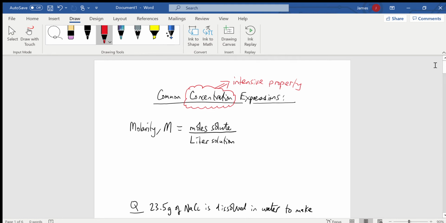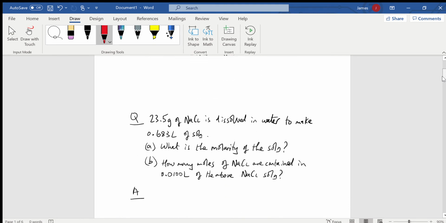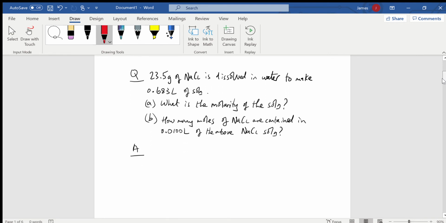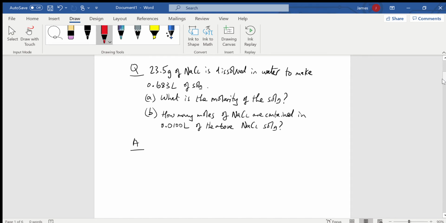I have a little calculation here set up that we can try. It reads: 23.5 gram of NaCl is dissolved in water to make 0.683 liter of solution. A, what is the molarity? B, how many moles of NaCl are contained in 0.01 liter of the above NaCl solution? Okay, so let's have a go at these calculations. We're going to use dimensional analysis.